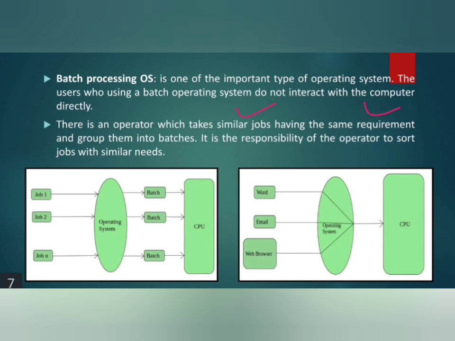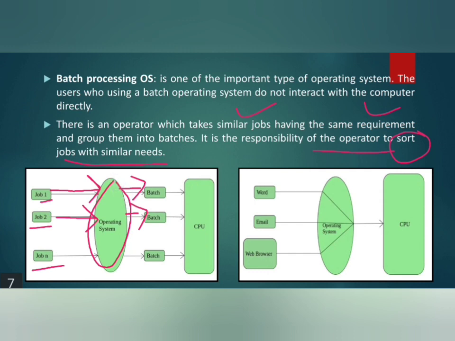So they are grouped into batches, and it is the responsibility of the operator to sort jobs with similar needs. That means to arrange the jobs with similar kind of needs. So here you can see in the diagram, this is job 1, job 2 and job 3. They are different jobs, and as they are different, they have different batches. This is a different job, so here another batch is made. So the operating system makes the batch and sends it to the hardware or the CPU.